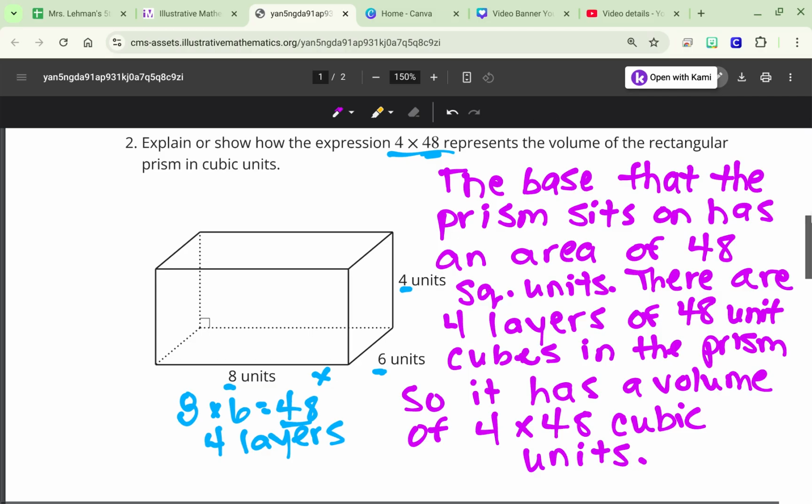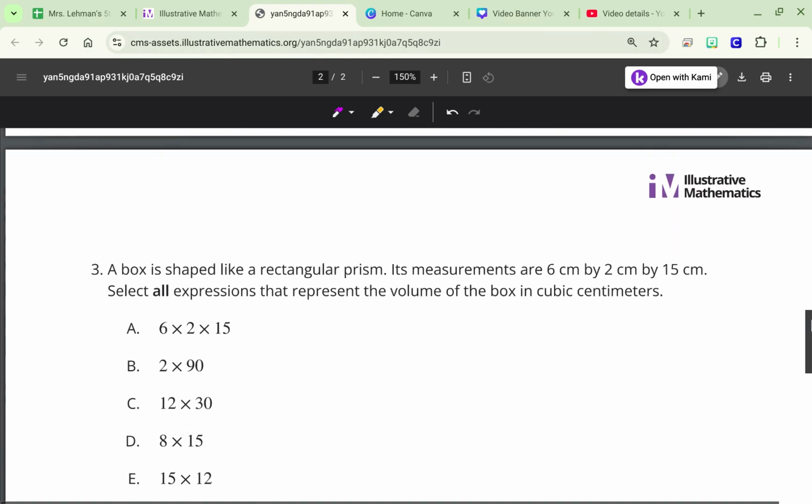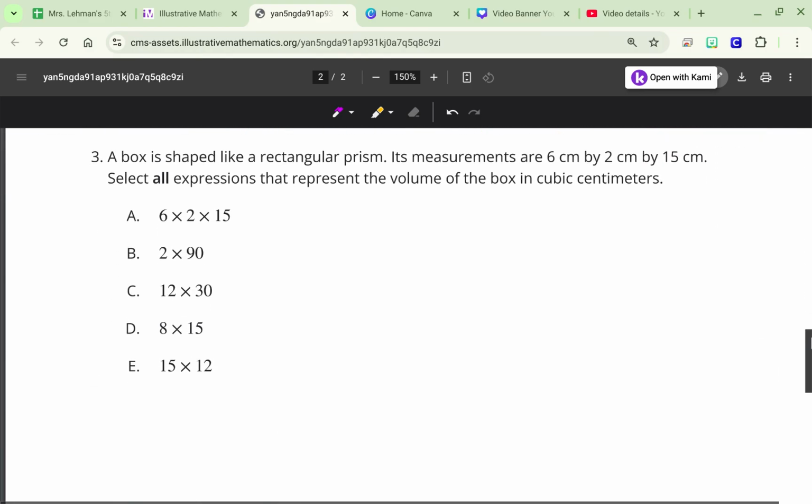Let's go ahead and take a look at our final question for the section B checkpoint. And this says a box is shaped like a rectangular prism. Its measurements are 6 centimeters by 2 centimeters by 15 centimeters. Select all expressions that represent the volume of the box in cubic centimeters.